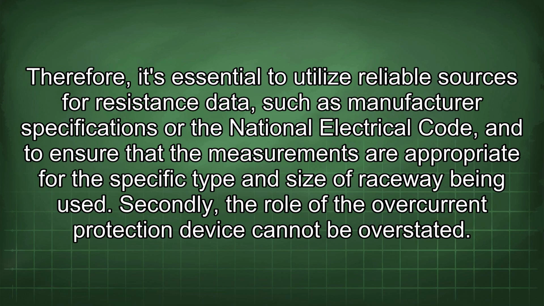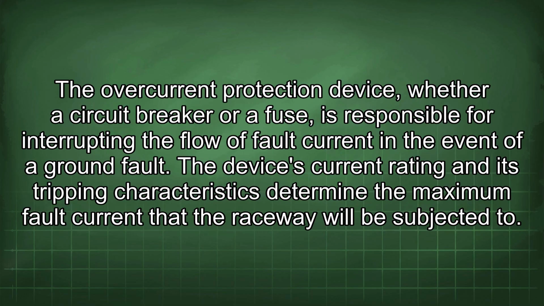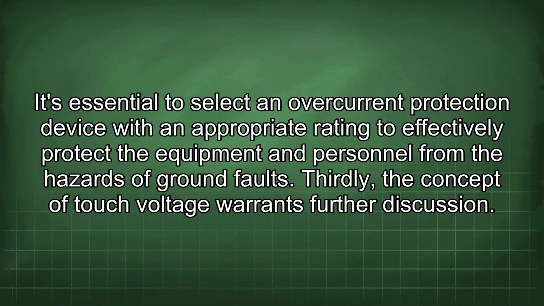Secondly, the role of the overcurrent protection device cannot be overstated. The overcurrent protection device, whether a circuit breaker or a fuse, is responsible for interrupting the flow of fault current in the event of a ground fault. The device's current rating and its tripping characteristics determine the maximum fault current that the raceway will be subjected to. It's essential to select an overcurrent protection device with an appropriate rating to effectively protect the equipment and personnel from the hazards of ground faults.